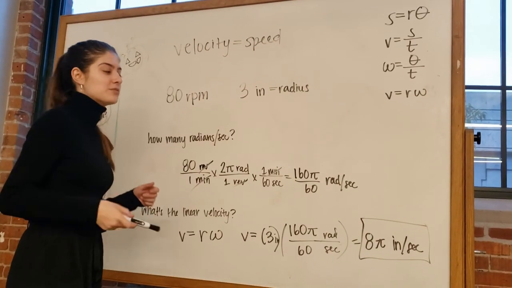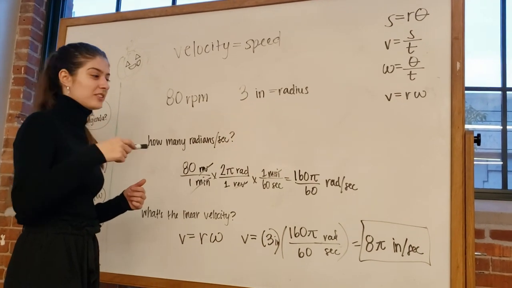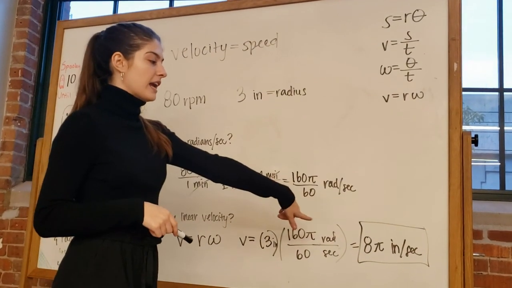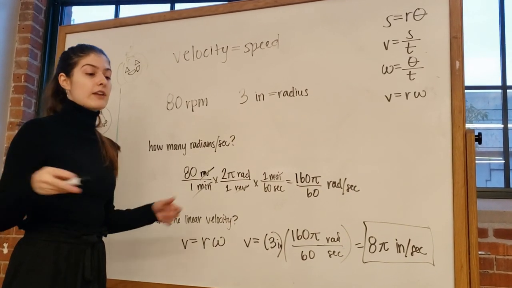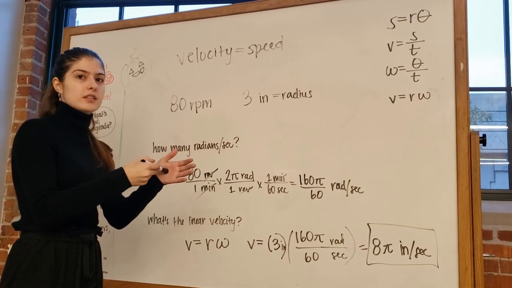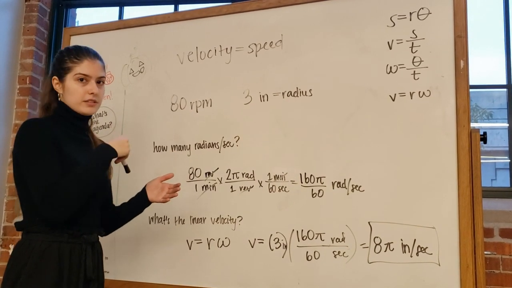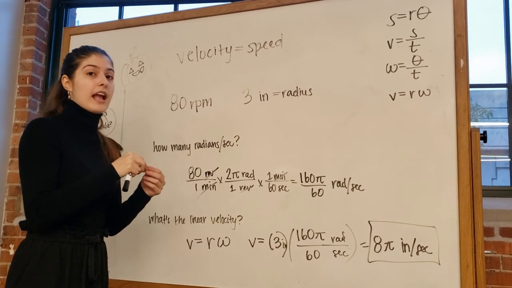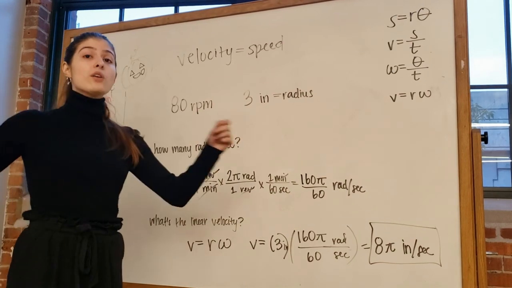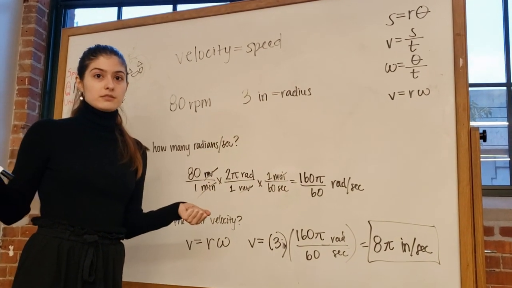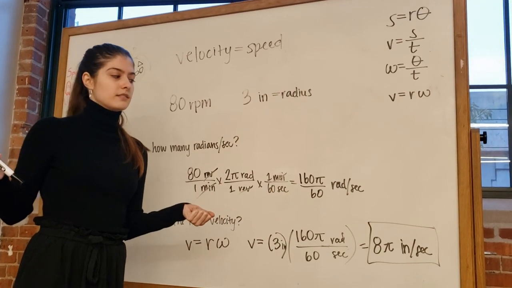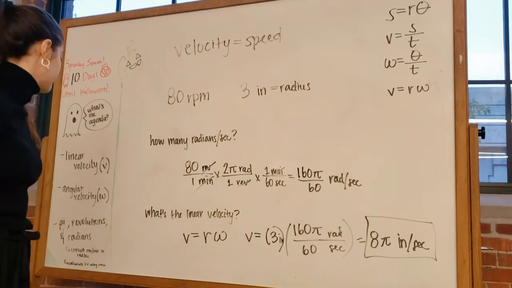So that object is moving around in a circle at 8 pi inches per second. That means after 1 second, if we attached a string to the end of that object and it went around, and we took that string after a second to find out how long it was, that string would be 8 pi inches long. Okay?